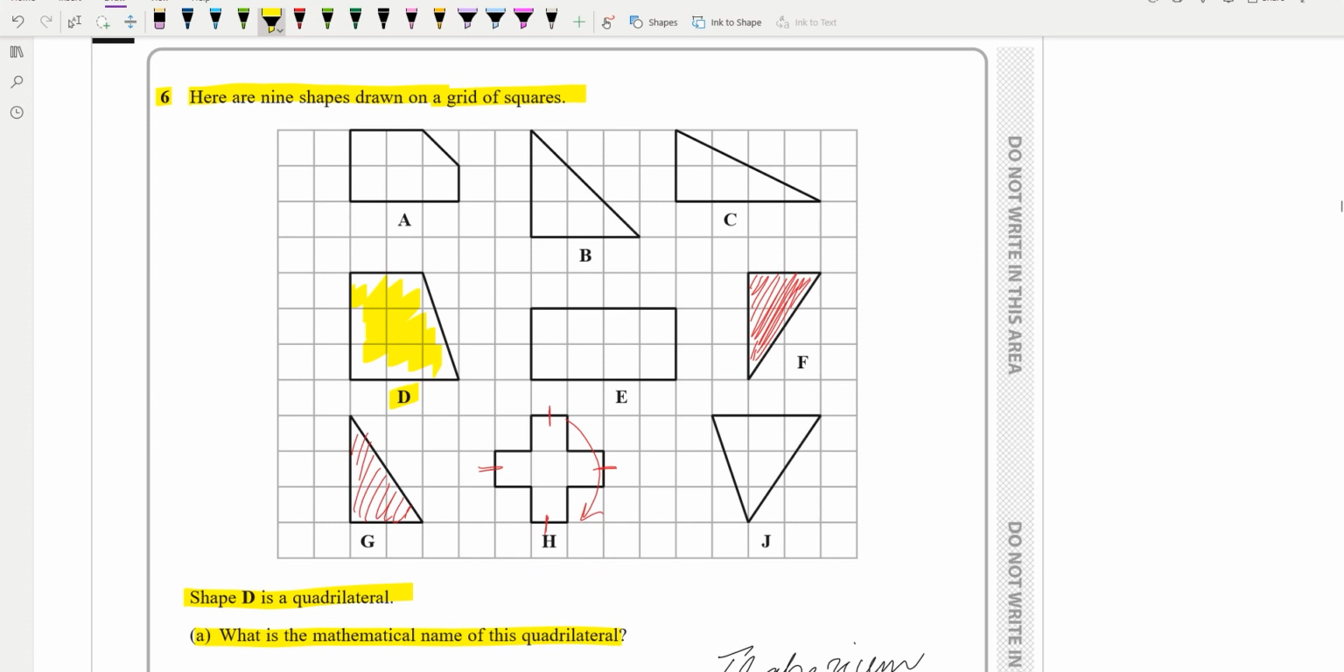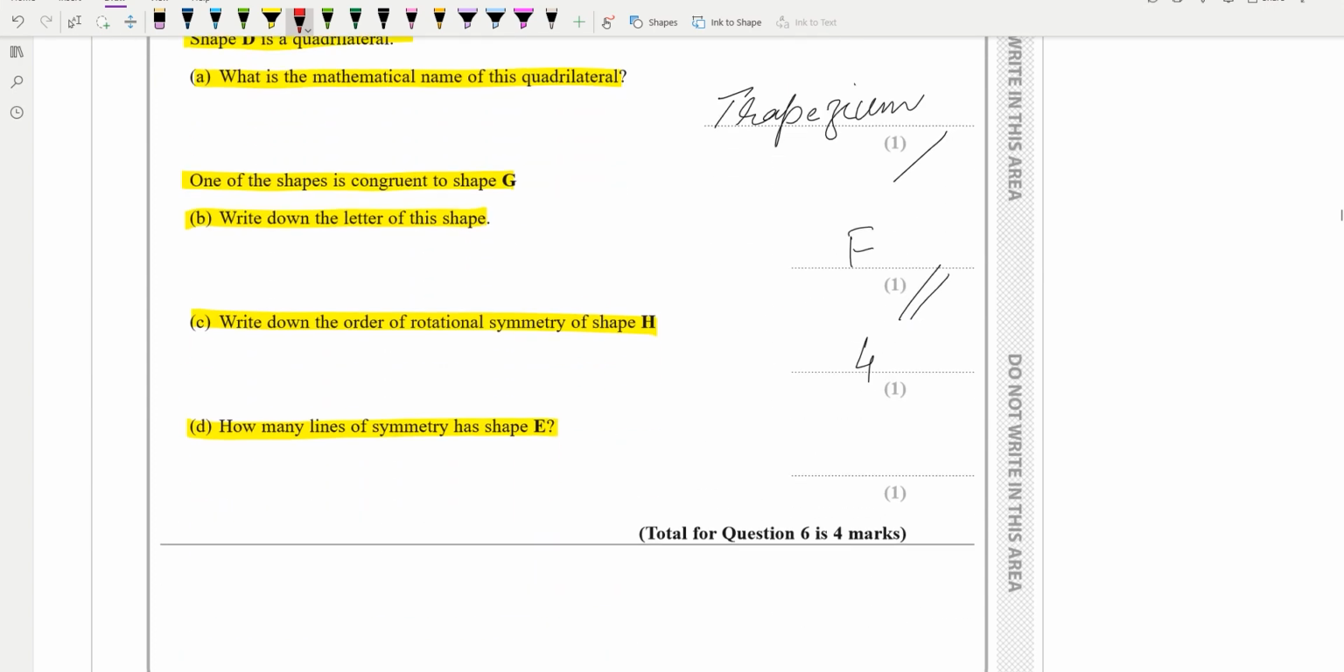Shape E is this rectangle, so we can draw a line of symmetry. We can draw the first line of symmetry, and the second line of symmetry which we can draw is this one. So shape E has 2 lines of symmetry, which is the 1 mark part, which is done.